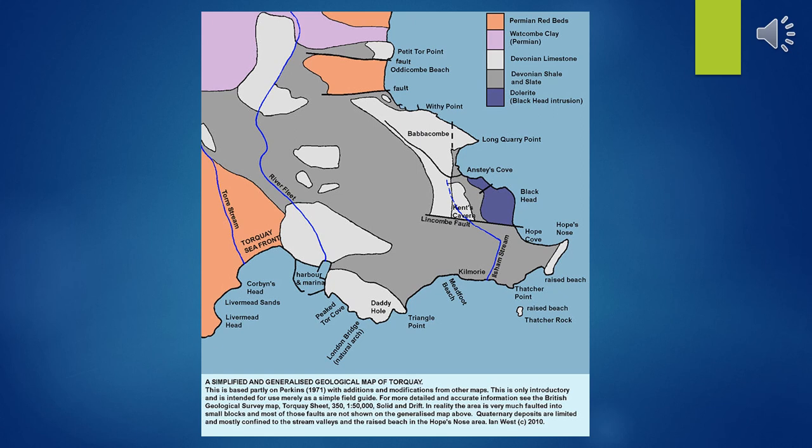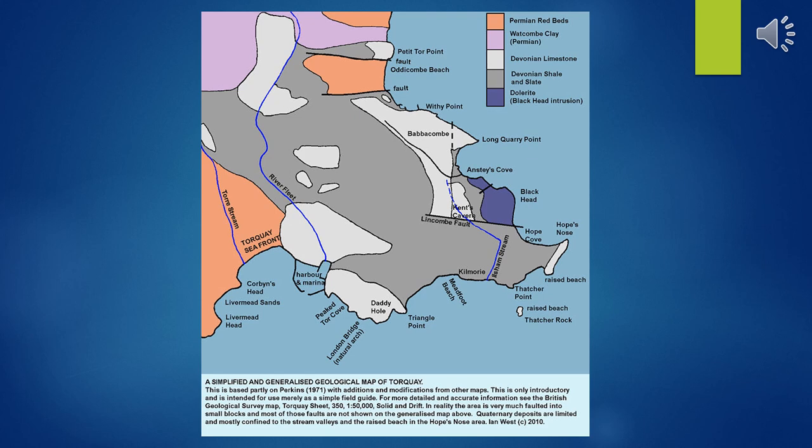This is a geological map of Torquay. So you can see some of the key features on here. The different colours are the different rock types that we've got. So you can see the red colour is your Permian red beds. Now these are made up of sedimentary sandstone, and the key areas for these are where you've got red sands beaches. So for example, Tor Abbey Sands is a red sands beach, Livermead Sands red sand again, and those of you that are familiar with Oddicombe Beach, again, is a red sands beach.